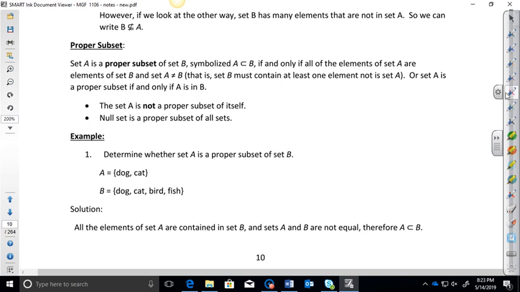A is a subset, yes, right? A is a subset of B and also A is a proper subset of B. Because dog, cat, that's inside that set B. All elements of A are in B. So A is a subset and also they are not the same. So it's a proper subset too. So proper subset means they cannot be the same.